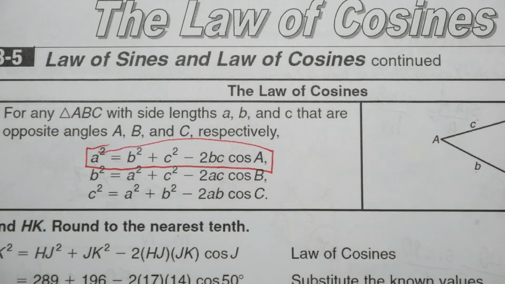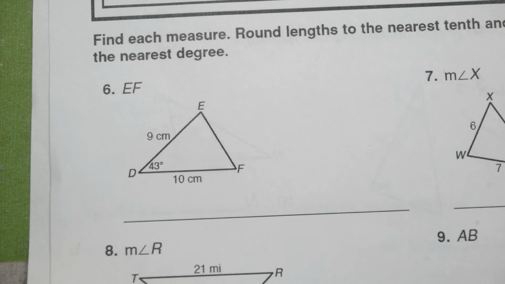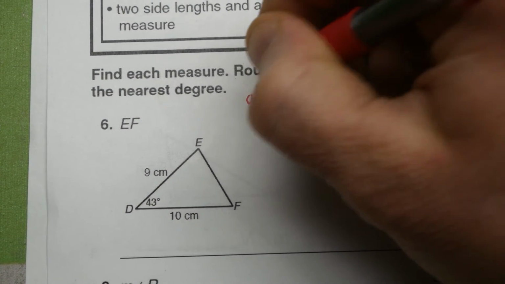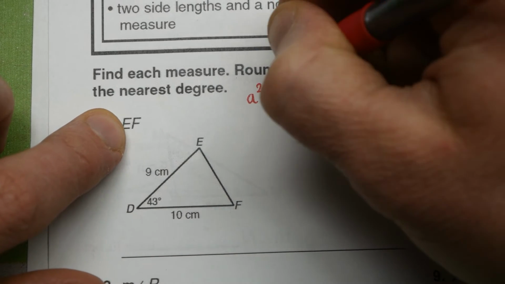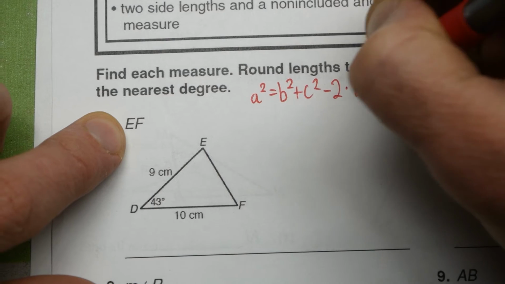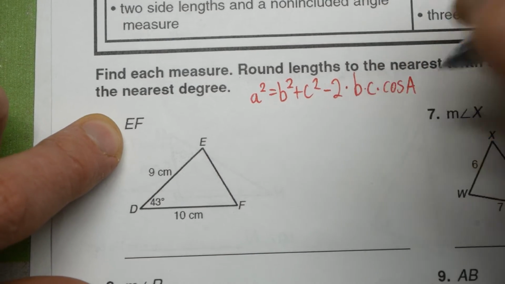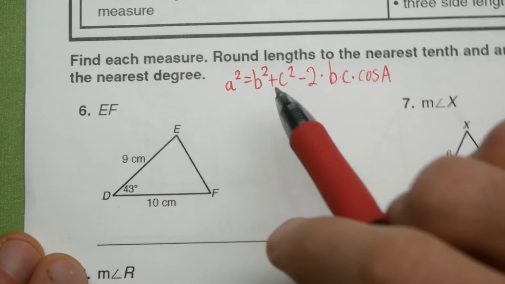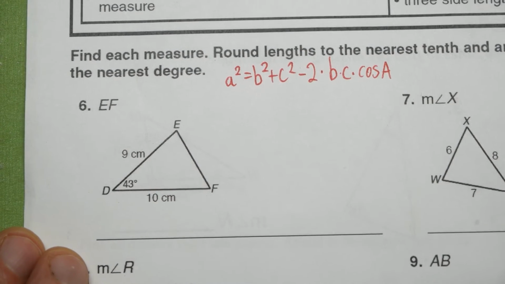All right, so what we're going to do is I'm going to go ahead and just drop down to number 6 down here, and we're just going to plug it in. So I'm going to first write the law of cosines: a squared equals b squared plus c squared minus 2 times b times c times the cosine of angle A. So I'm just rewriting what we have up there just so I can refer to it real easy right here.